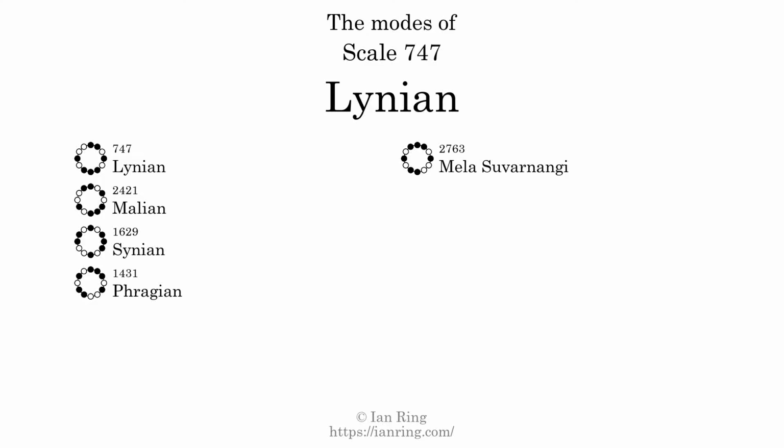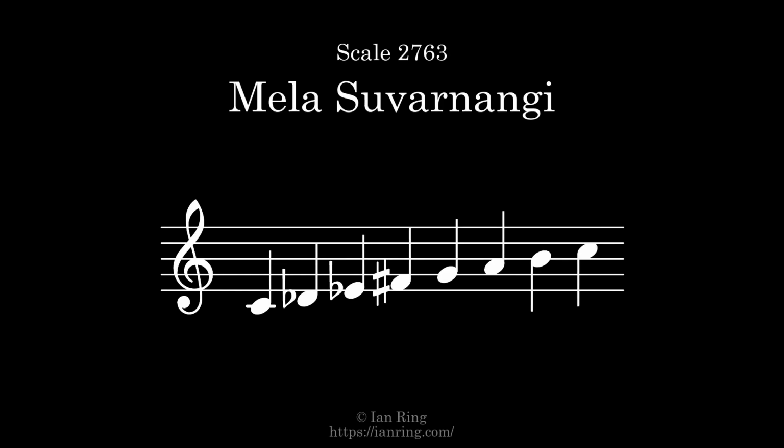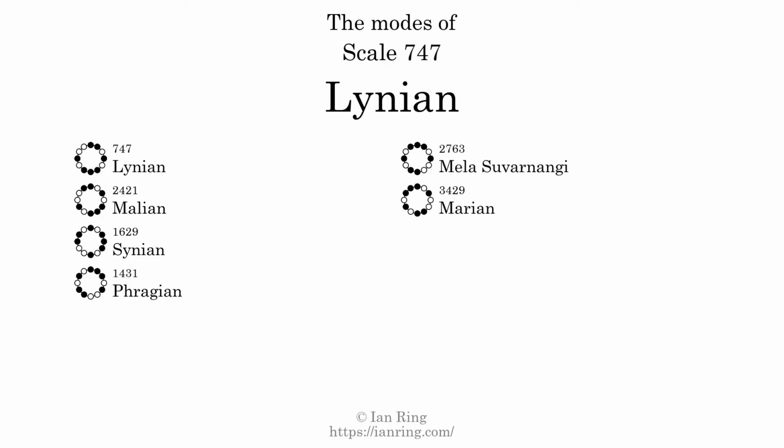The fifth mode is scale 2763, also known as Mila-Suvanangi. It sounds like this. The sixth mode is scale 3429, also known as Marian. It sounds like this.